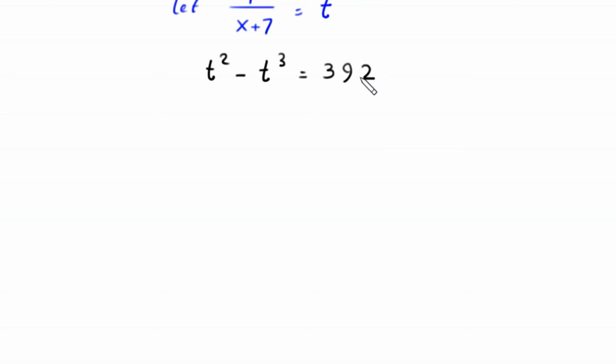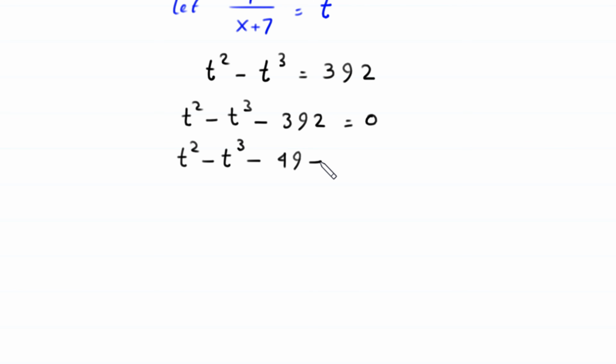Move this 392 to the left hand side. This will become t^2 - t^3 - 392 = 0. Next, this negative 392 can be written as negative 49 minus 343 equal to 0. This will become t^2 - t^3 - 49, which is the same as 7^2, and this 343 is the same as 7^3, equal to 0.